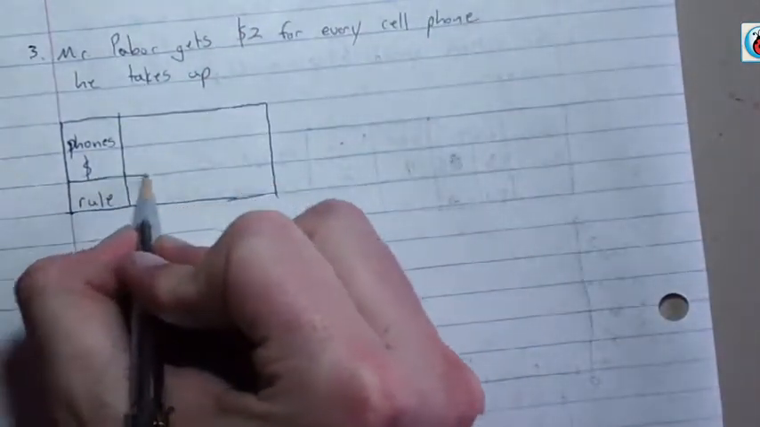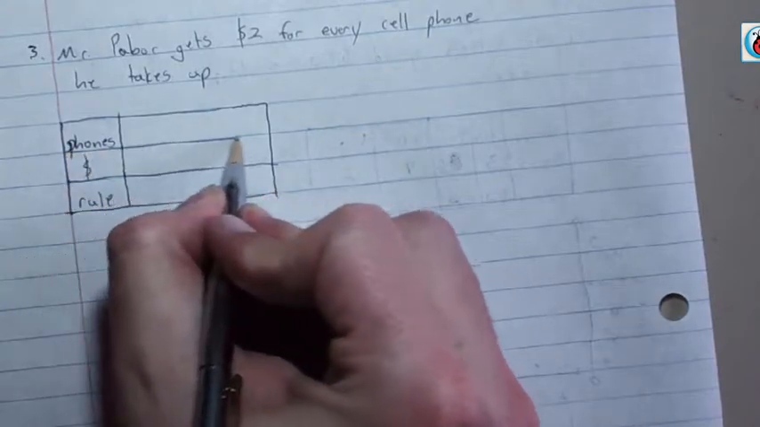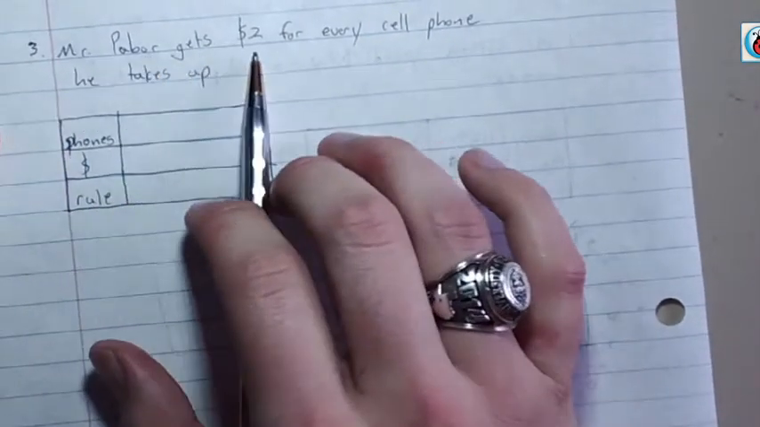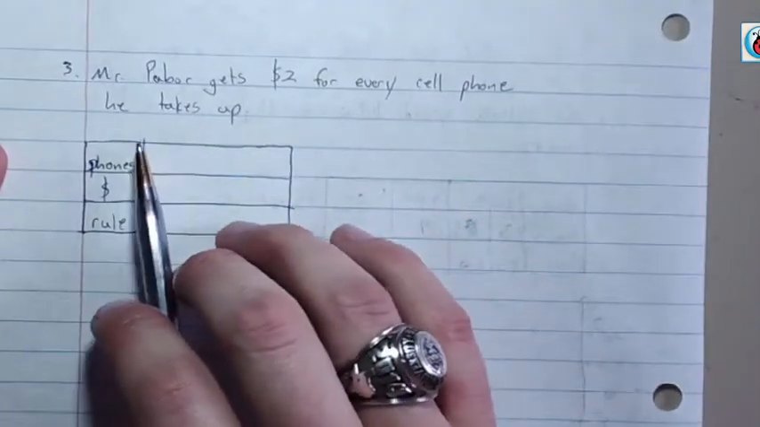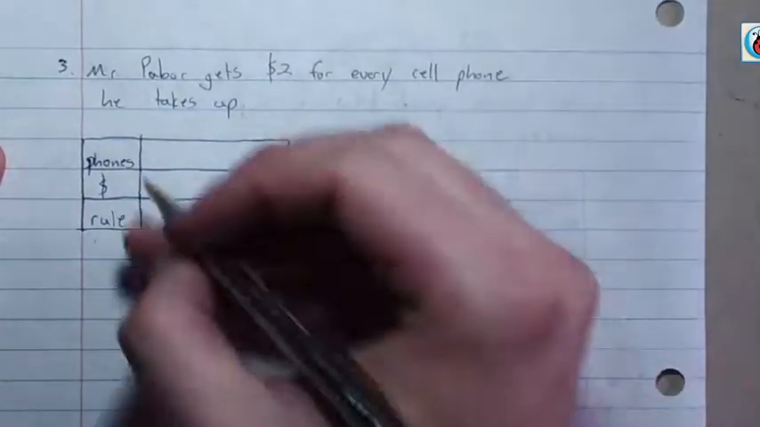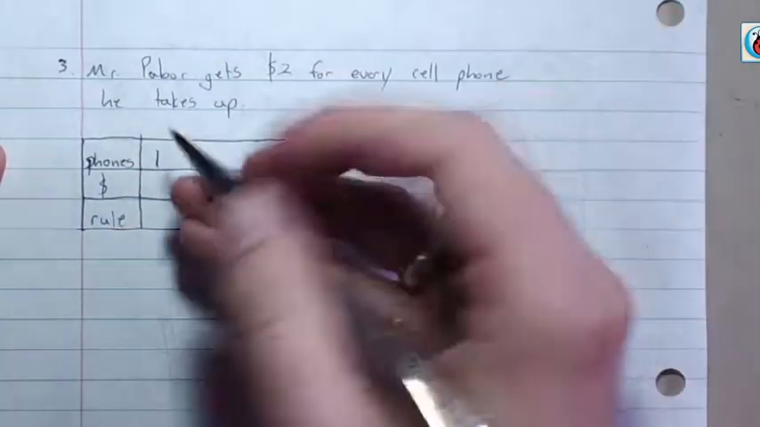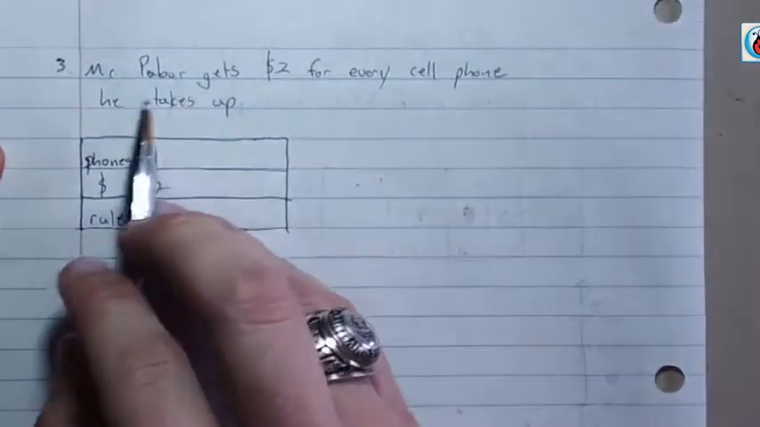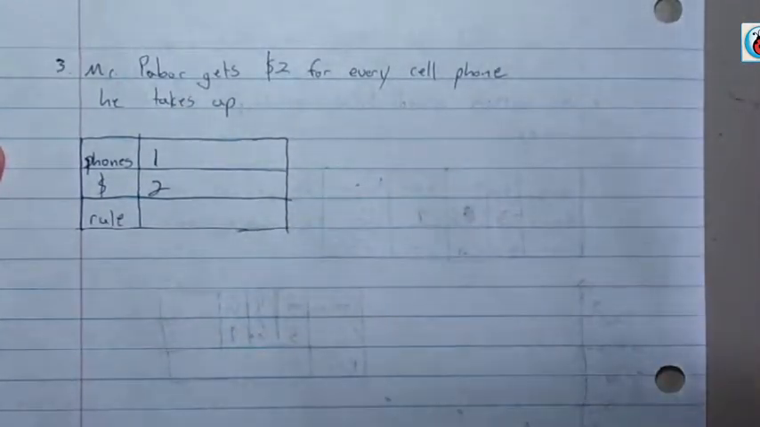Okay, so go ahead and set up your table just like mine. Alright, and so it says Mr. Paper gets $2 for every cell phone that he takes up. So if I take up 1 cell phone, that would mean that I get $2. And I'm taking that information just straight from the question.